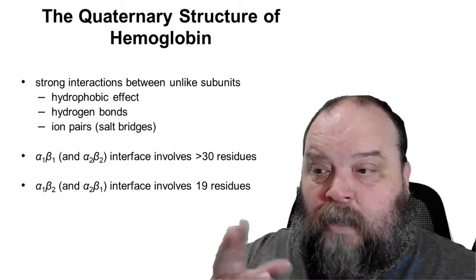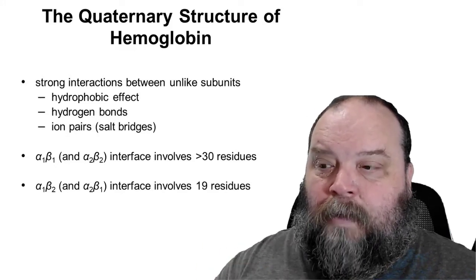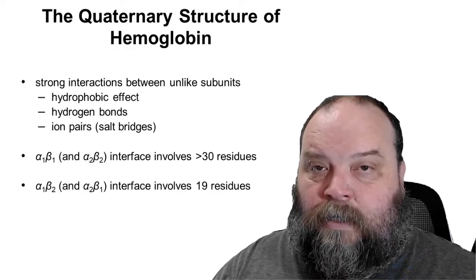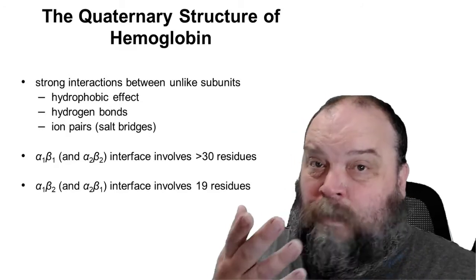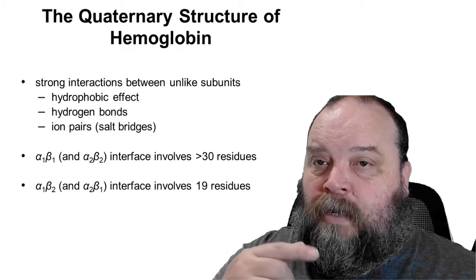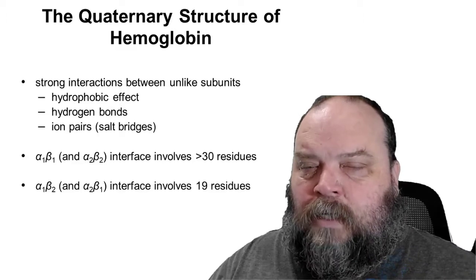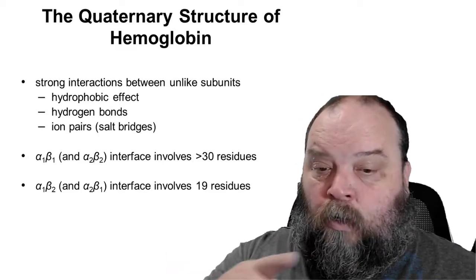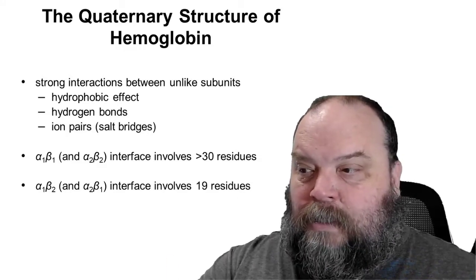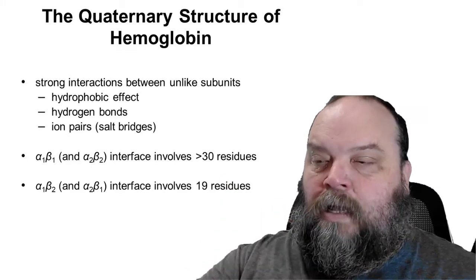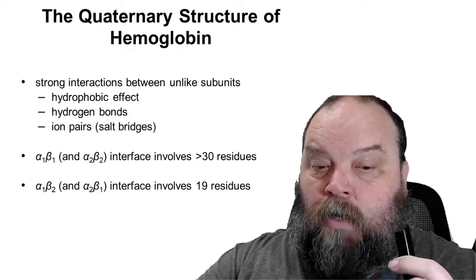The alpha 1, beta 1, alpha 2, beta 2 interactions are held together by about 30 amino acids interacting. So that's pretty good. Remember, these are all weak bonds, but they're cumulative. Between alpha 1 and beta 2, so we're now crossing over, there are fewer, but still enough that cumulatively, all told within the four subunits of hemoglobin, you're looking at about 50 plus amino acids that are hydrogen bonding, forming ionic bonds, and hydrophobic effect with each other to maintain that quaternary structure.